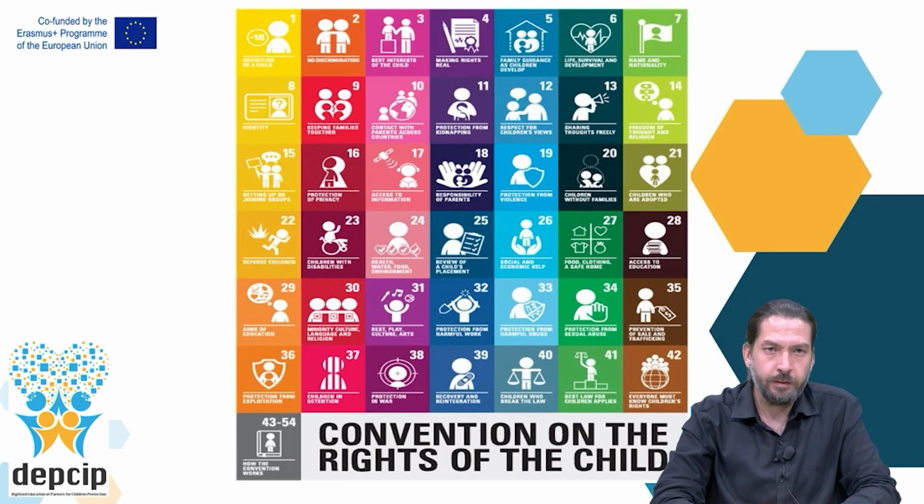If I tell you that the United Nations Convention on the Rights of the Child consists of 54 articles, of which 41 refer to substantive issues and the rest are just procedural, I know that it is difficult to memorize all, and for that reason, we can say that it contains 4 fundamental principles.